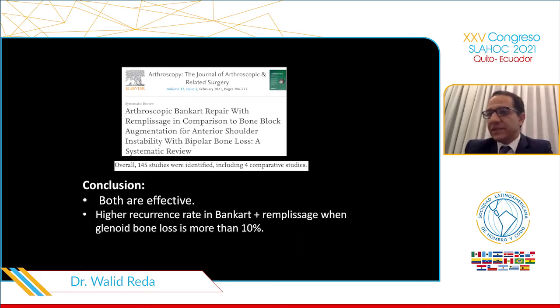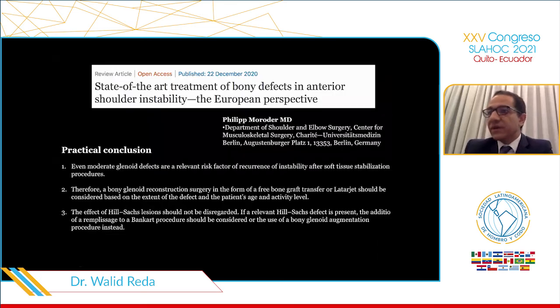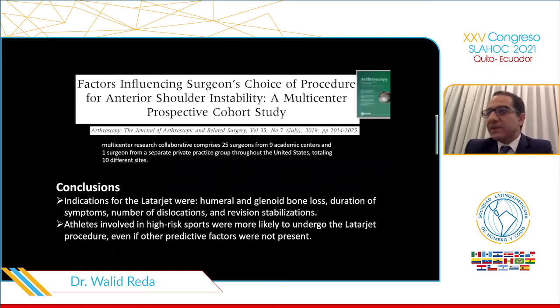more than 10%. Another review article advised glenoid bone reconstruction for any glenoid defect, and the patient age and activity level must be put in consideration before decision making. The Hill-Sachs lesion can be properly managed either by remplissage or by the use of glenoid reconstruction augmentation procedure instead.